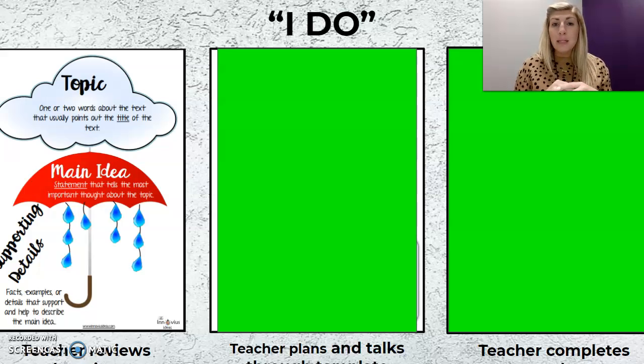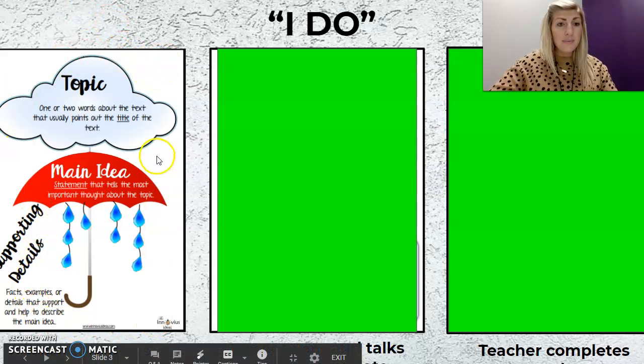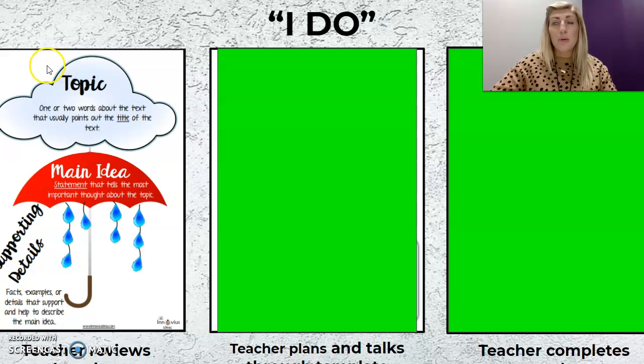So when I begin completing a graphic organizer, I have to ask myself, well, what am I completing this organizer about? And I know that the objective we've been working on is identifying my topic, my main idea, and my supporting details. I have this handy dandy poster that I got in class. And in this poster, it shows me my topic is 1 or 2 words about the text that usually point out the title of the text. My umbrella is my main idea. And that is a statement that tells the most important thought about the topic.